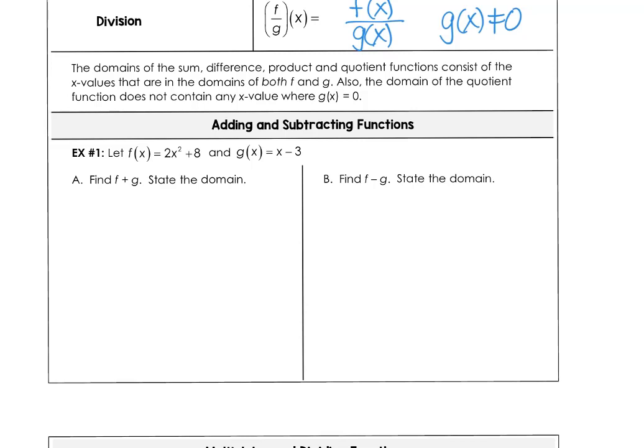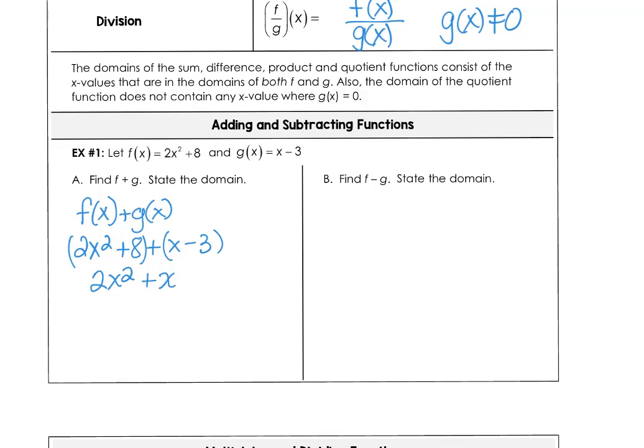Here we want to add f of x and g of x together. So f of x plus g of x is going to look like 2x squared plus 8 plus x minus 3. And because it's addition, we really don't need the grouping symbols, but you can write them if you would like to begin. So combining like terms, we only have one x squared term, one x term, and then we have 8 minus 3, so 8 minus 3 is 5.